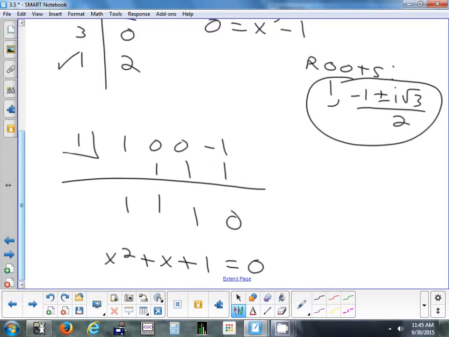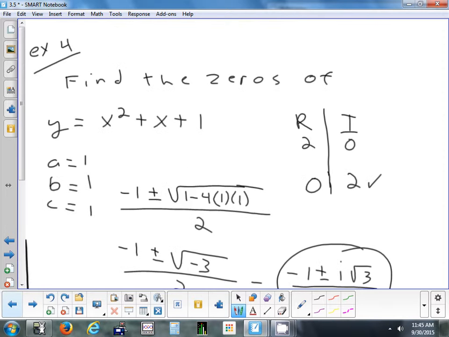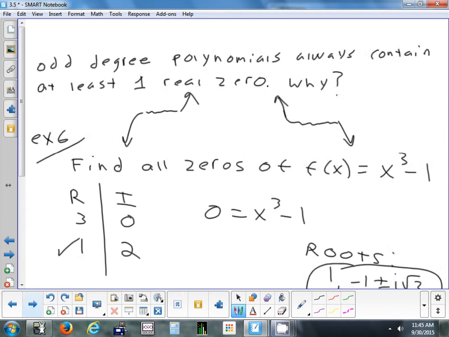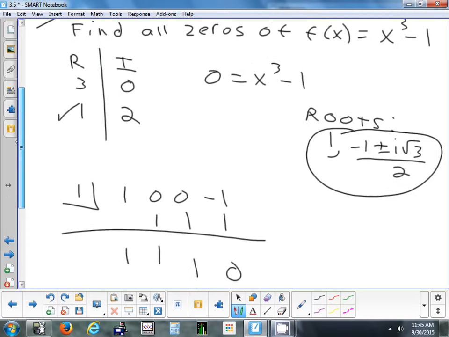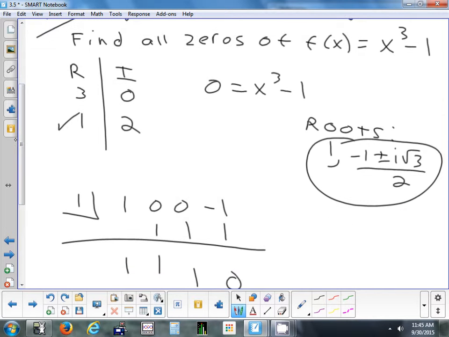Is everyone okay with this? Go back and look at your problem for this one. What example was it? Example 4. That'll tell you how to solve that. So not too bad. Any question on that?